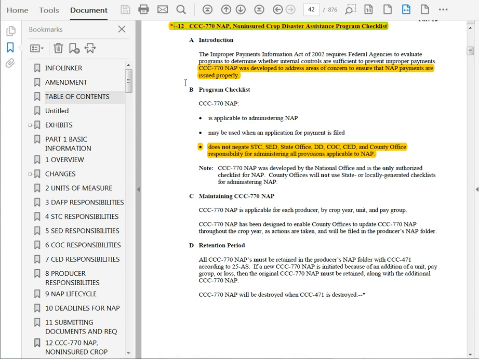Most programs we administer have some sort of a checklist associated with them. The 770 NAP is used to help ensure that the basic NAP rules and procedures are followed before administering payments to producers. This form should be placed in the producer's NAP folder and completed prior to issuing any payment. This is also where the CED and/or the district director will document that they've reviewed the file.